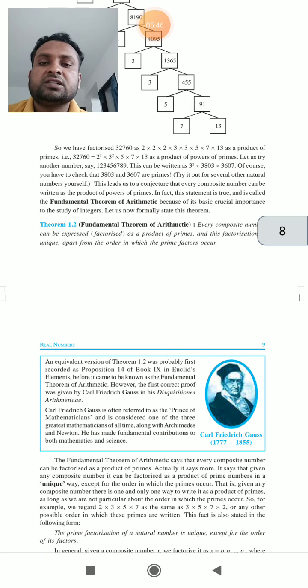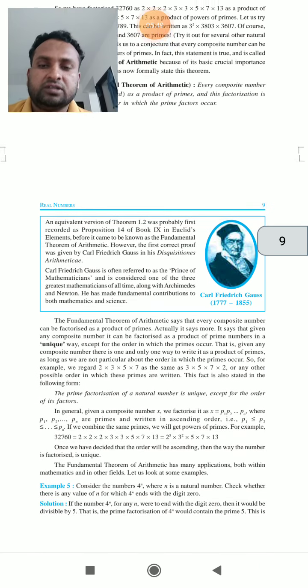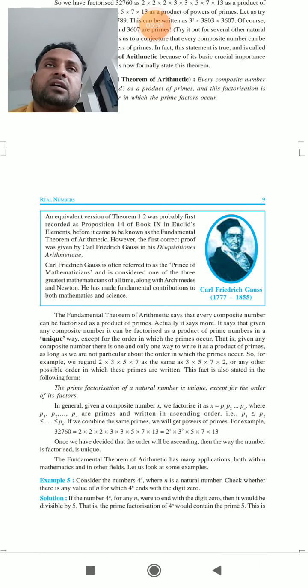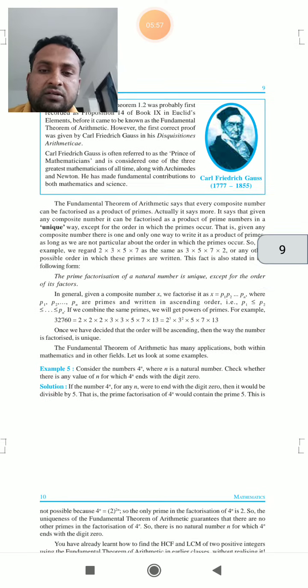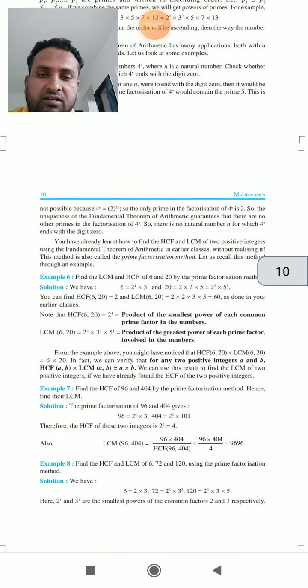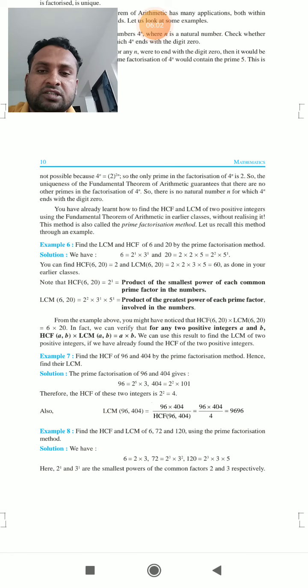Remember children, this statement is very important. For 1 mark, maybe they will ask in the examination, state the fundamental theorem of arithmetic. Correct. Now come to the next. These are not points for the examination.